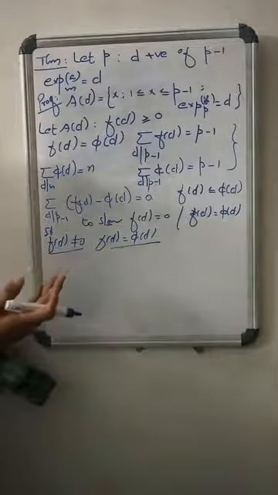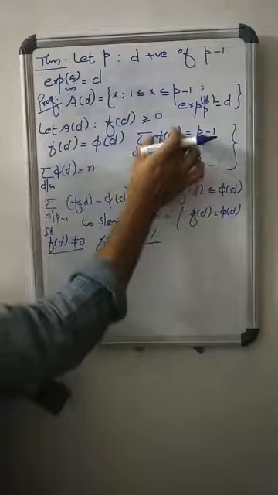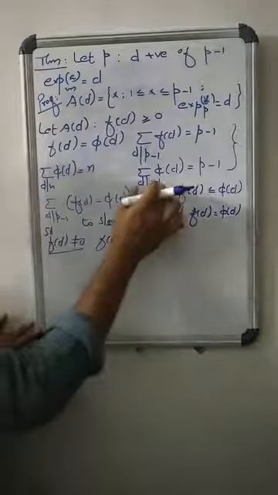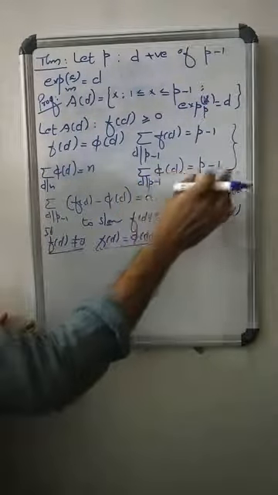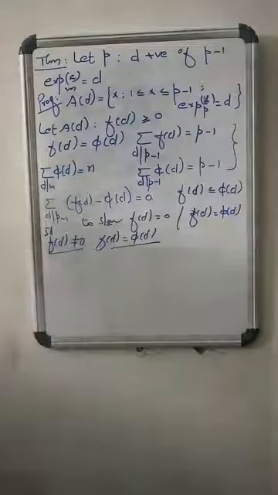When f of d equals 0, what happens? Since f of d equals 0, the sum over d dividing p minus 1 of f of d equals 0, that is p minus 1 equals 0. Therefore the sum over d dividing p minus 1 of phi of d is also 0 itself. Hence f of d equals phi of d.